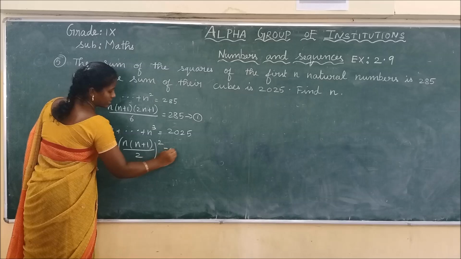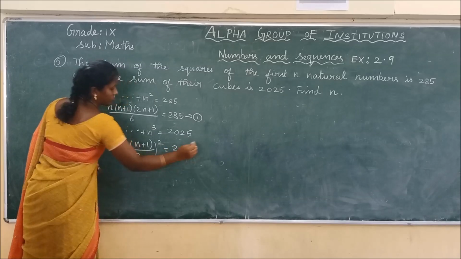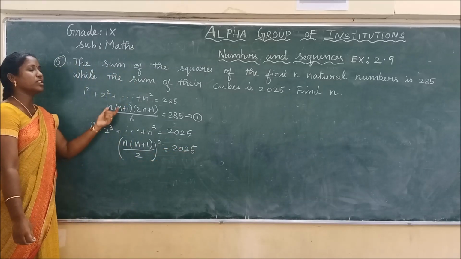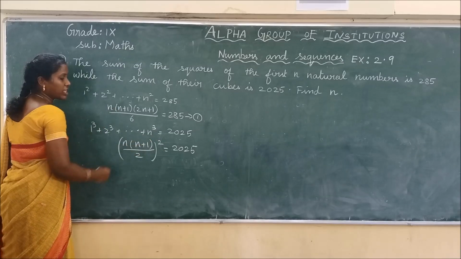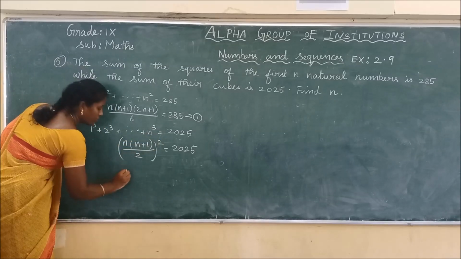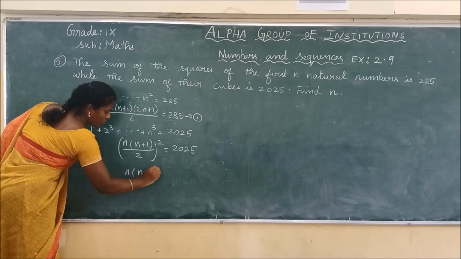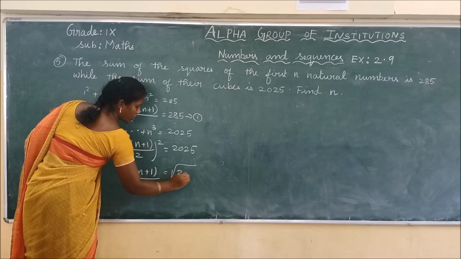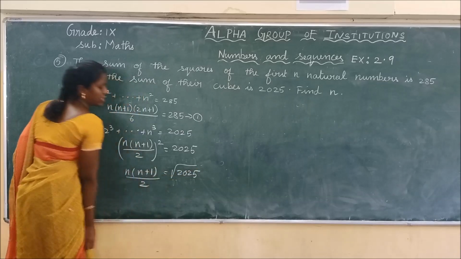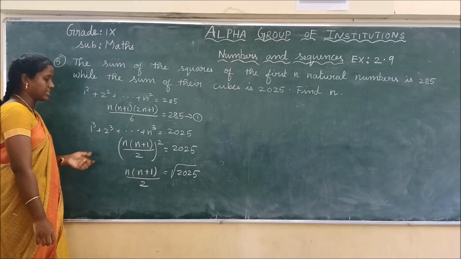The whole square is equal to 2025. Let us solve the second first, then use it in the first equation. Now see, if I am taking the square root on both the sides, the value will be n into (n plus 1) by 2. Square and square root will get cancelled. We will be having the square root of 2025, taking square root on both the sides.